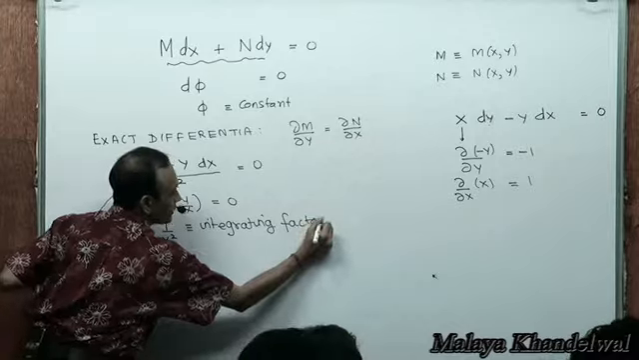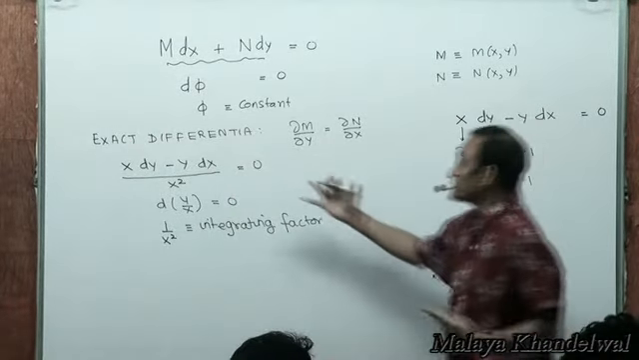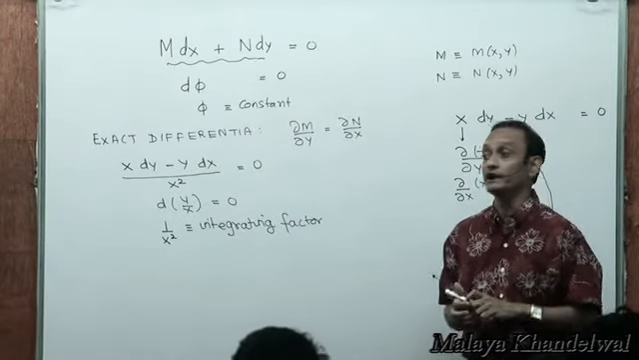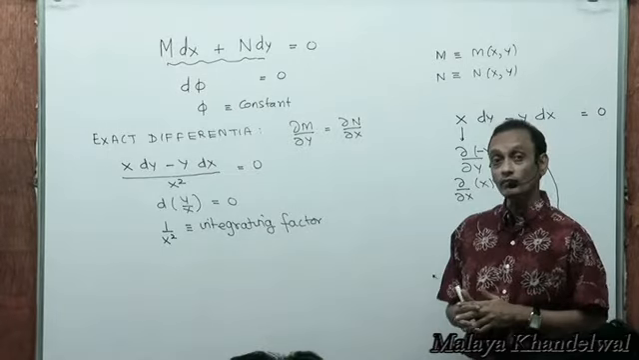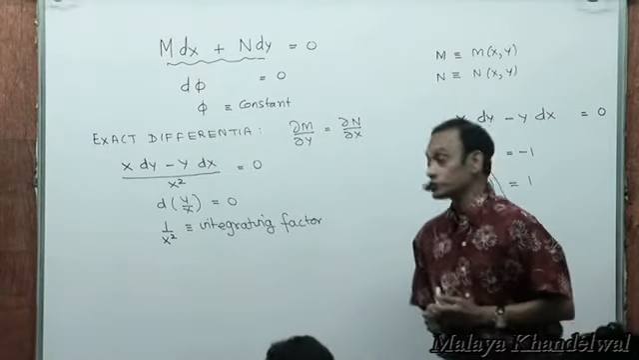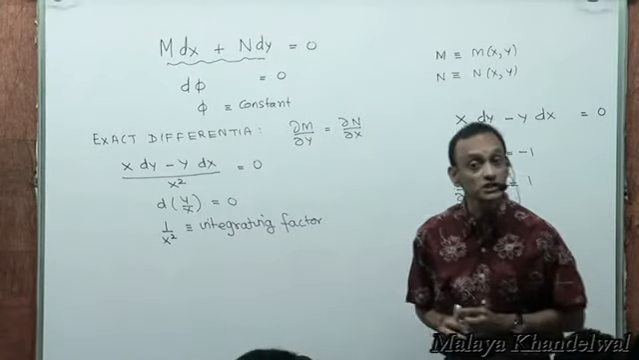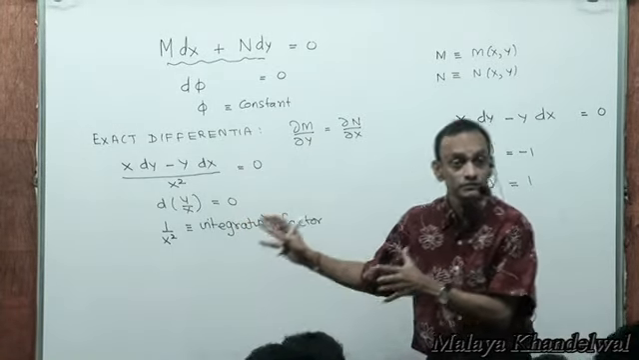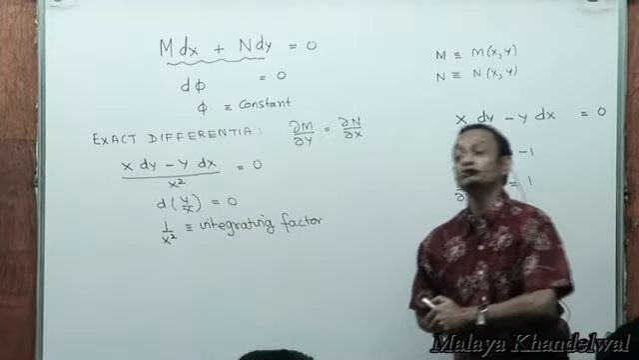So essentially, this integrating factor would be different for different situations. In this situation, it worked out to be 1 by x squared. In some other situation, it could be something else, right? On very many occasions, finding the integrating factor can be taken care of by inspection.